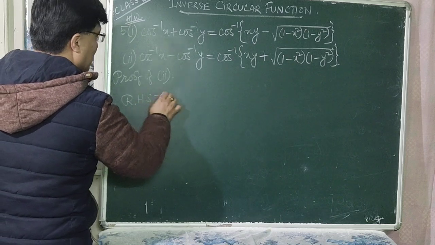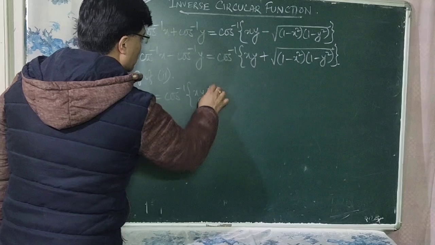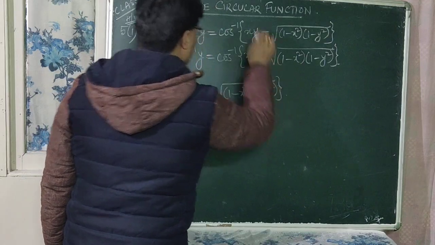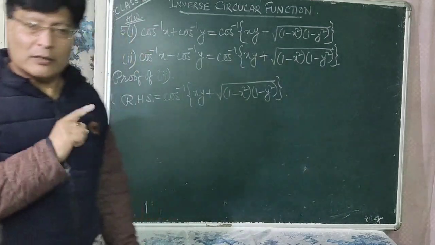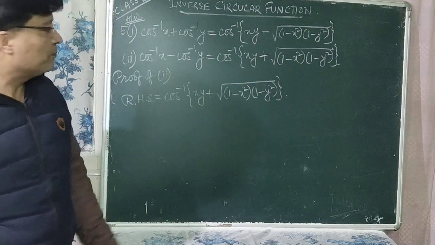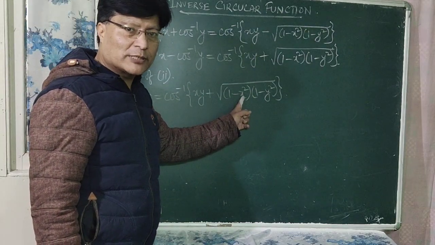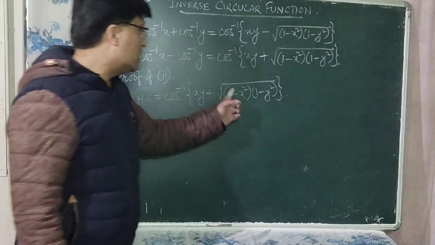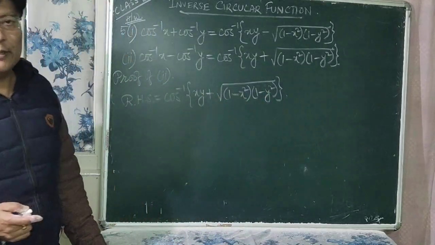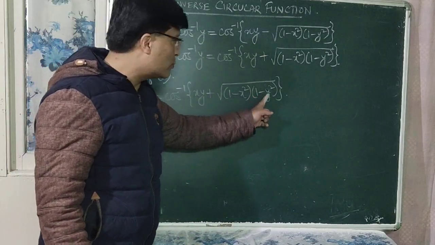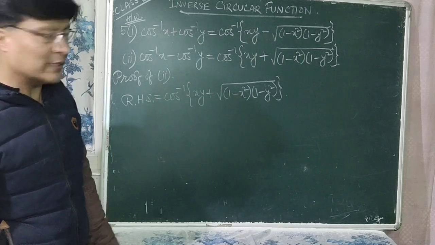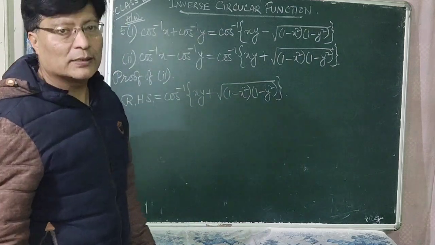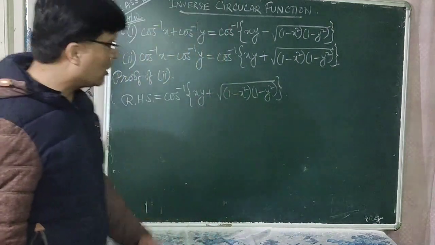Right hand side is equal to cos inverse xy plus root over 1 minus x square 1 minus y square, second bracket is closed. So here also you should do the trigonometric substitution. There is 1 minus x square; either you can put x is equal to sine A or cos A. There is 1 minus y square; these are two different variables, so you should put y as sine B or cos B. But in this case, since you have to prove cos inverse x and cos inverse y, you put x is equal to cos A, y is equal to cos B. Now you can prove it.